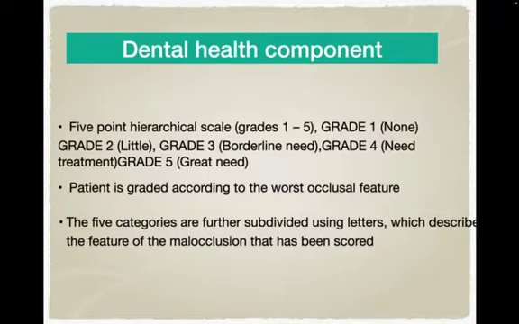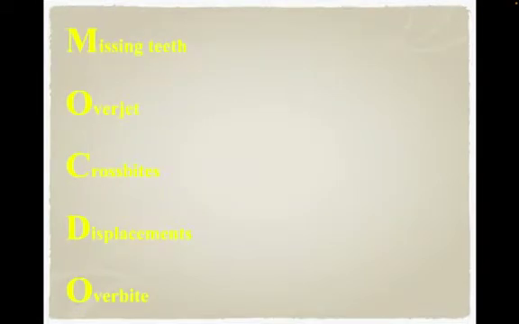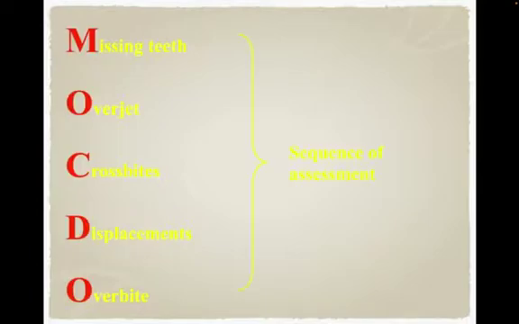Then the 5 grades are further subdivided using letters to describe the kind of malocclusion, and we're going to see now how to do that. The sequence that you should follow is called MOCDO, which is missing teeth, overjet, crossbite, displacement of contact points, and the last one is overbite. When you evaluate a case, the priority is always for the missing teeth, then the overjet, then the crossbite, then the displacement, and then the overbite. So if the patient scores in the missing teeth, then that's it. It will get that score because that's the highest one. So you go from the top of the list down.